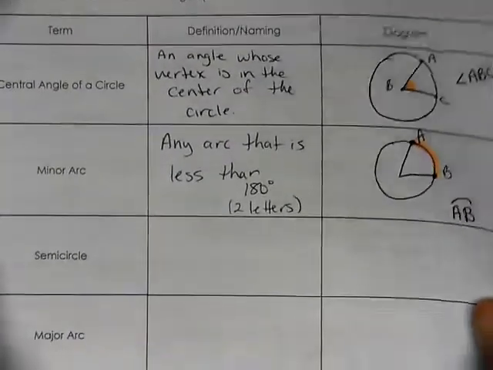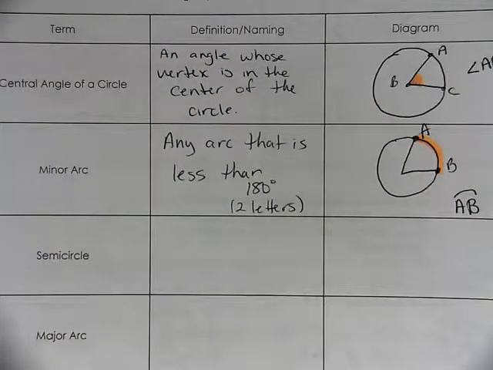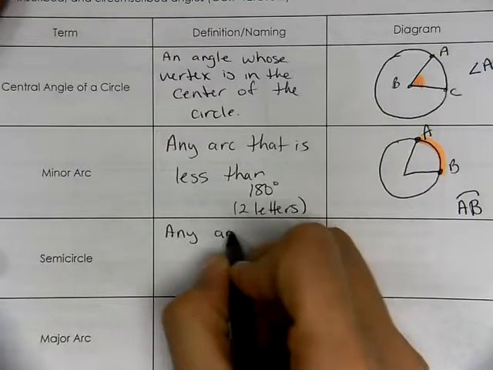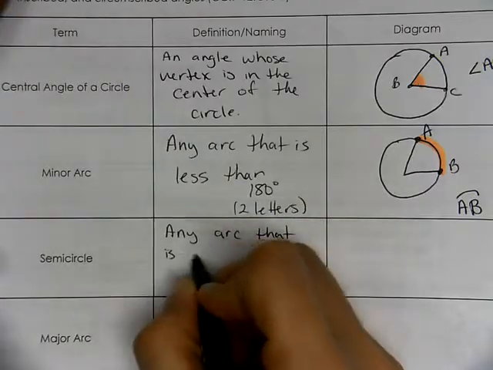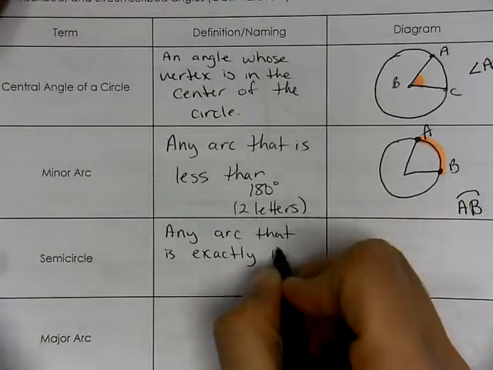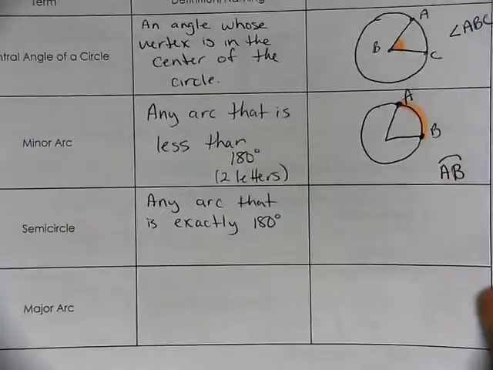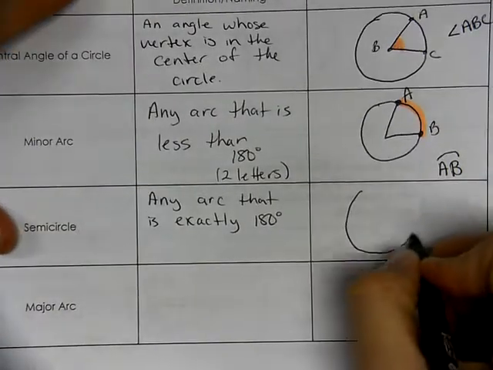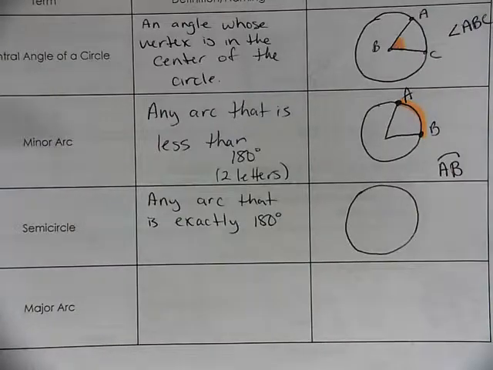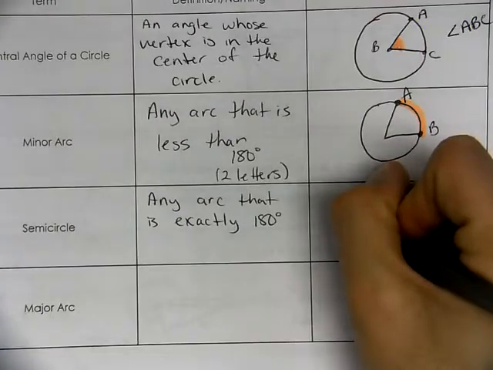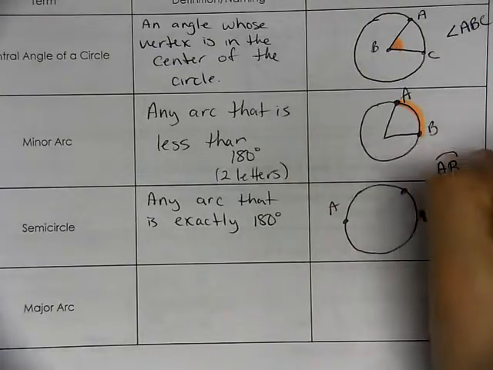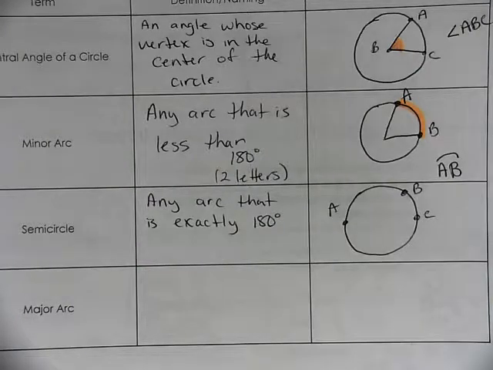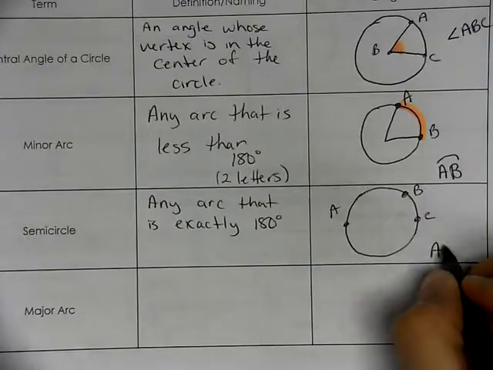A semicircle is how many degrees do you think? 180. Any arc that is exactly 180 degrees. So it's half the circle. And usually they'll give you a circle and there'll be a bunch of points on it. If I'm looking at a semicircle, here it would be arc ABC.